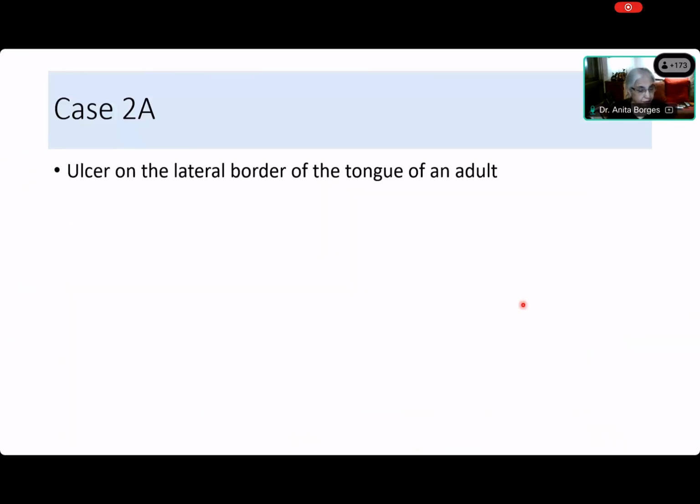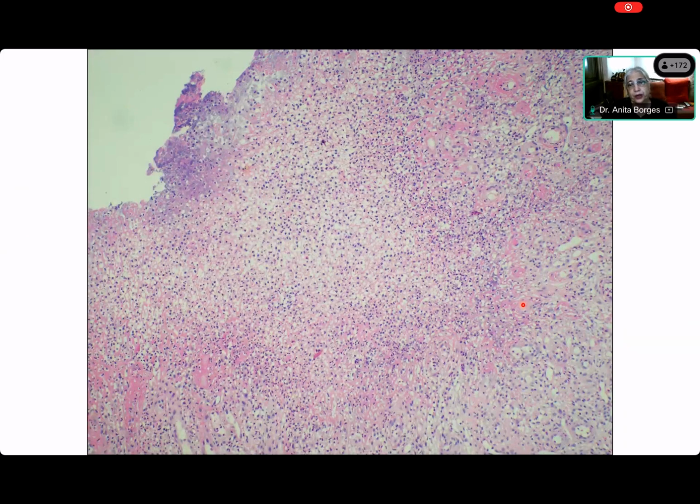All right, so now, who's going to do number 2? Come on, Deepali, you're next on my list. Also on the lateral border of the tongue of an adult. Very good. So, what are you saying, Deepali? Quickly, you just have to tell me.